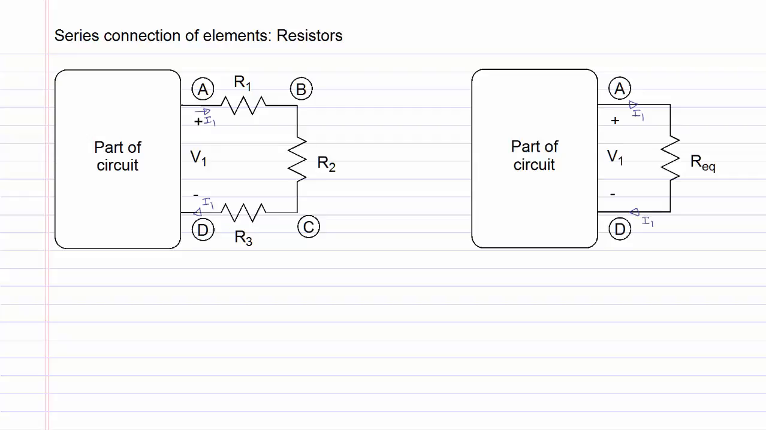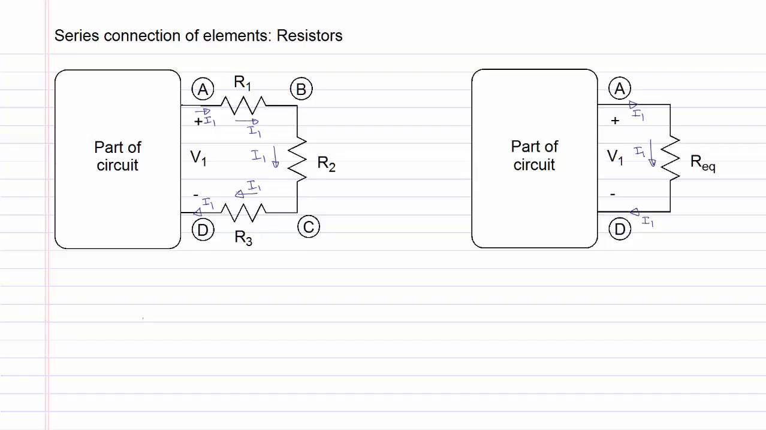The circuit on the left has three resistors, R1, R2, and R3, that are connected in series because they have the same current I1 flowing through all of them. The circuit on the right has a single resistor, Req, connected between the terminals A and D, and also has the same current I1 flowing through it. What we are interested in finding out is if there is a relationship between the three resistors in the left-hand side circuit and the single resistor Req in the right-hand side circuit.